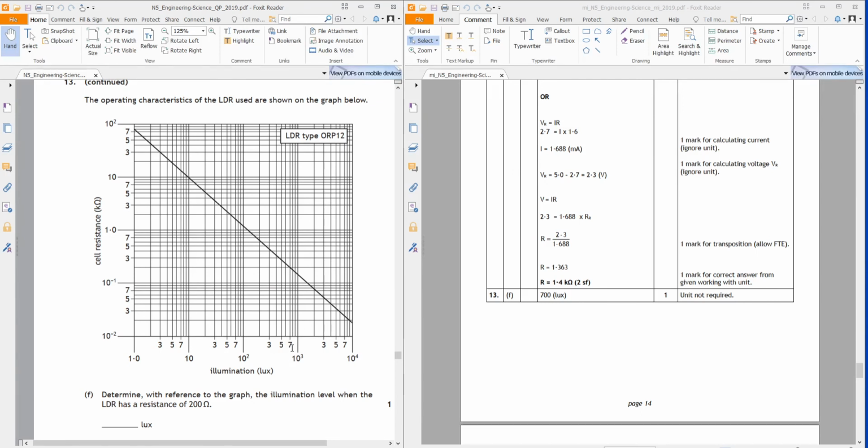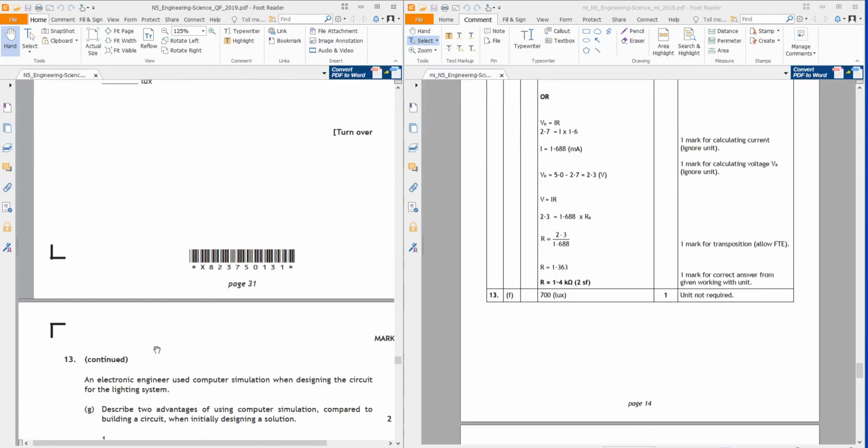Now, what does that 7 mean? Well, there's 1 lux, 2, 3, 4, 5, 10 lux, 30, 50, 100 lux, 300, 500. That line there is 700 lux. So the answer to that one is 700 lux.